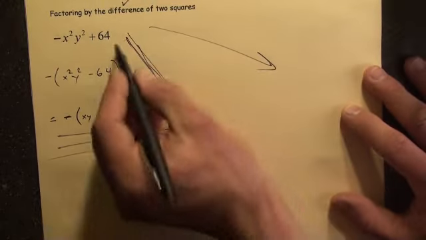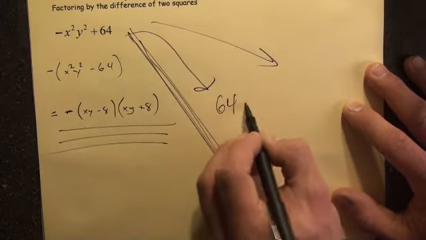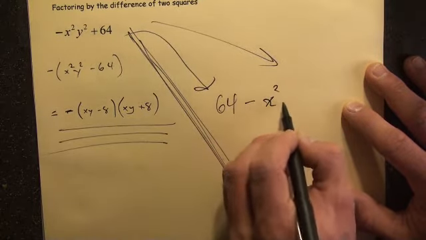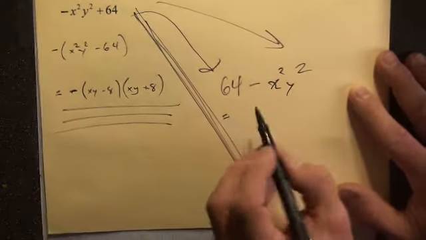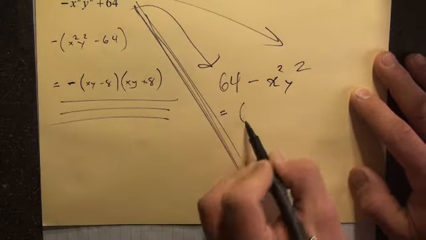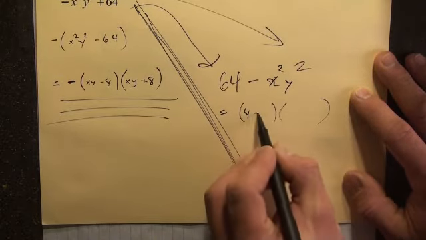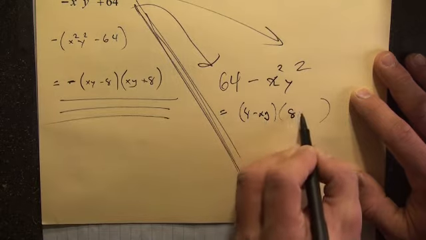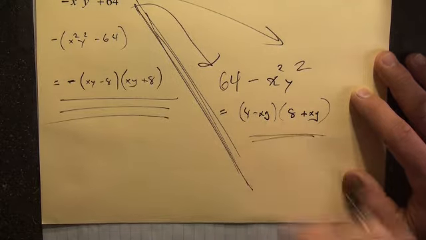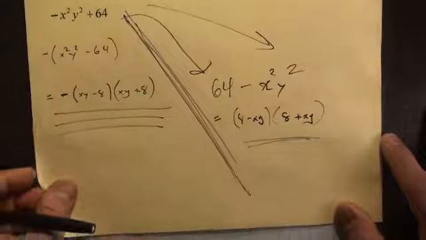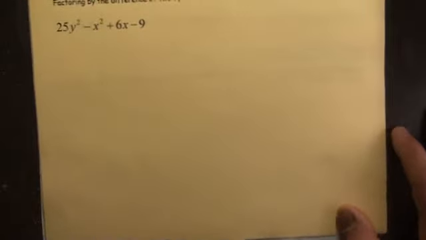Another way to do this is to rewrite this as 64 minus x squared y squared. This is still workable. Now you don't need to take a minus sign out. You just call it 8 minus xy times 8 plus xy. So either way, you're a winner. Nice job.